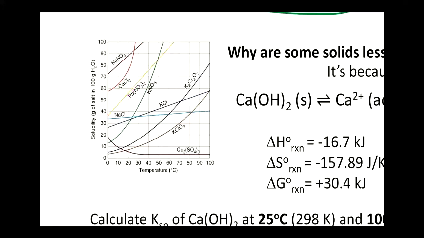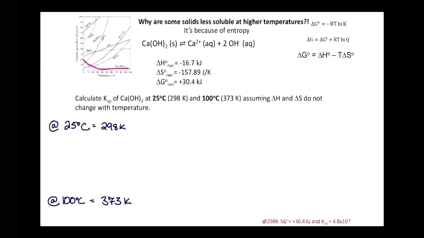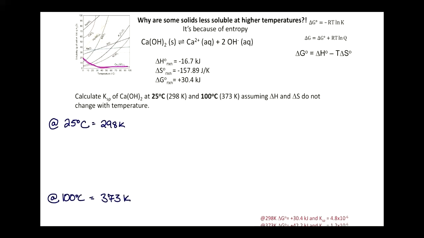But there's a handful of compounds that actually become less soluble at higher temperatures. And one example of that is calcium hydroxide. Calcium hydroxide is an example of a solid that if you heat it up, more solid falls out, which is kind of weird. That's counterintuitive. And so it's weird, so I kind of waved my entropy magic wand around and said, oh, it's because of entropy. So let me show you why.